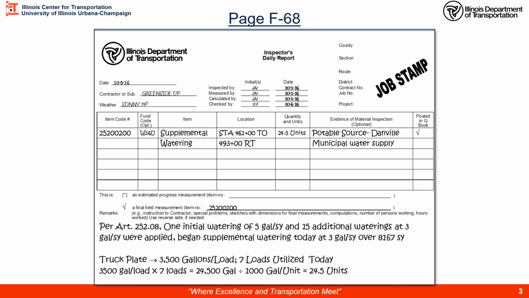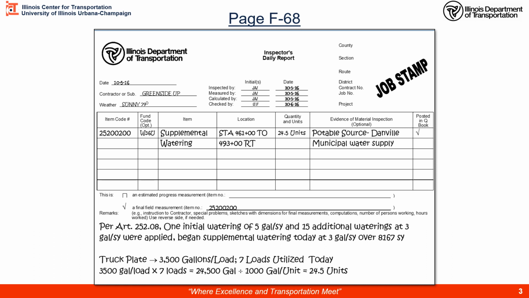Conditions were such that the sod would not have been completely established here because it's hot or very dry, lack of rain. So the determination was made to continue watering, and thus we have supplemental watering starting on this particular day. The rate is the same as the additional waterings of the incidental specification at 3 gallons per square yard. The area is noted, so you could do a yield if you wish.